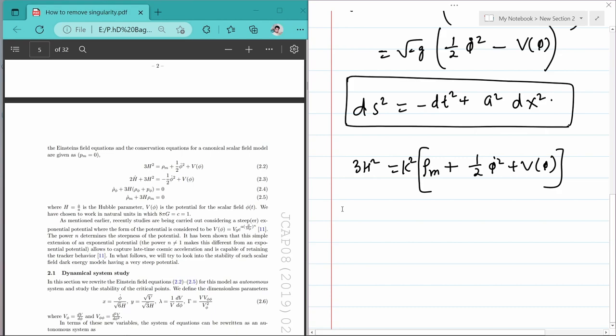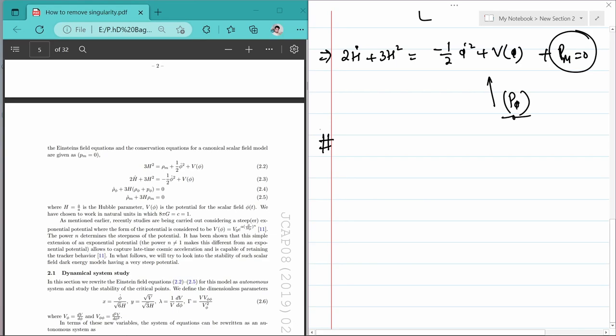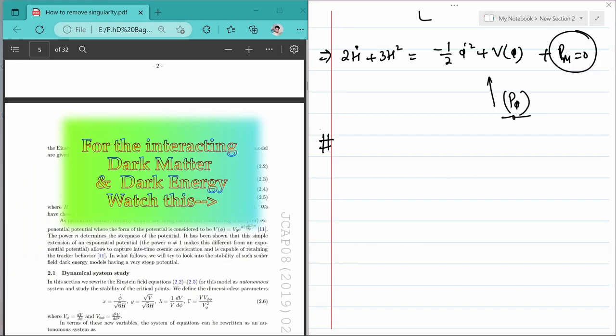Now we also have the second Friedmann equation, which is 2H dot plus 3H square equal to minus the pressure, which is half phi dot square minus V of phi, corresponding to the pressure of this field. We are assuming that dark matter is a pressureless fluid, therefore p m is going to be 0 here. Since these two fluids, the quintessence and the dark matter, are minimally coupled, they exchange energy momentum through the metric. There is no direct coupling between the dark matter and the quintessence, therefore the energy momentum tensors are individually conserved.